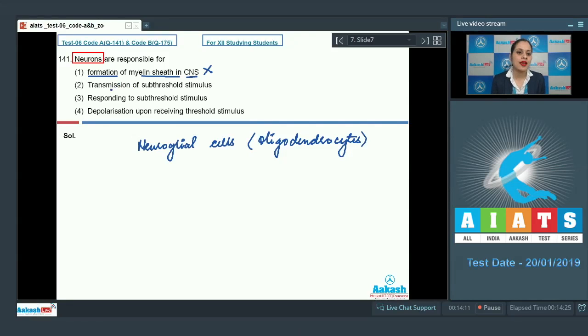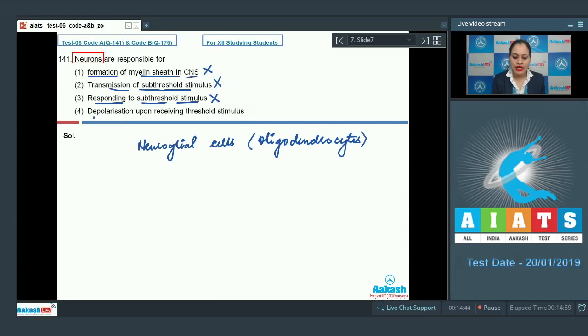The next option given is transmission of subthreshold stimulus, and this is an incorrect option because these neurons are responsible for the transmission of nerve impulse to threshold stimulus and not to subthreshold stimulus. The next option given is responding to subthreshold stimulus, and this is also an incorrect option because these neurons are responsible for responding to threshold stimulus and not to subthreshold stimulus.